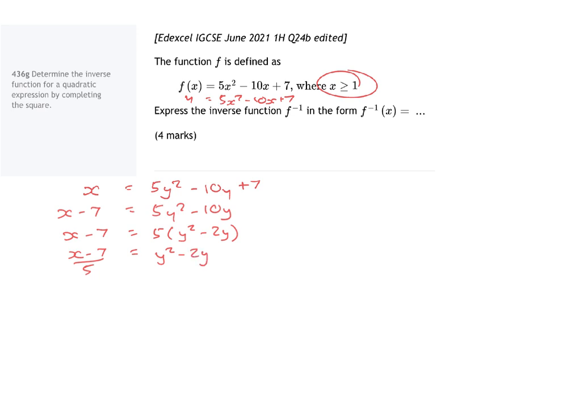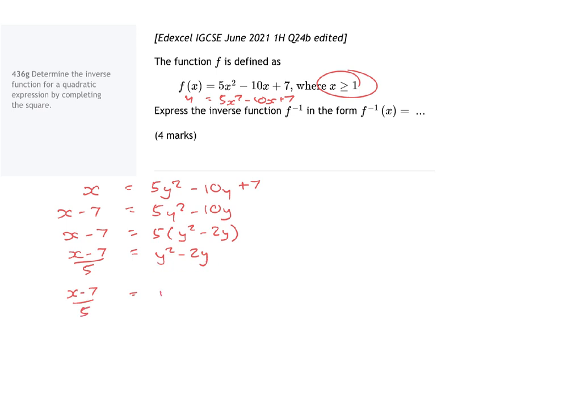Now why did I do this? Well, if I factorize this, I will have two terms involving y, which I then cannot separate out. I will not end up with a single y. So it doesn't help. So when you get a situation like this, what we can do is actually try and complete the square. So if I leave my left hand side alone, so I'll just rewrite it here, x minus 7 over 5. And I'm going to complete the square with y squared minus 2y.